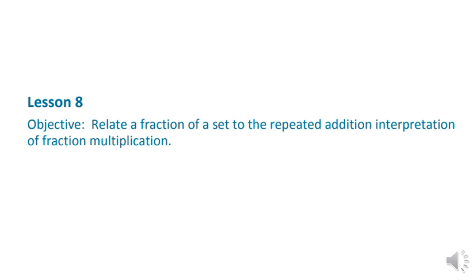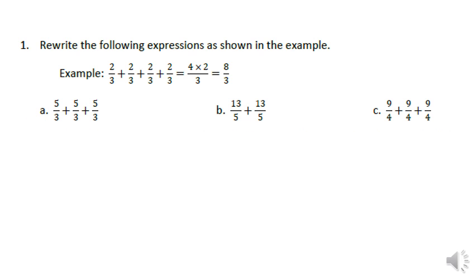Okay, in lesson 8, the objective is to relate a fraction to a set of multiplication, the repeated addition interpretation of the fraction. But this is the first time we're really going to start using a standard algorithm and doing it abstractly. Notice in the top examples, it's showing you 2/3 plus 2/3 plus 2/3 plus 2/3. They're showing you that the denominator is going to stay 3. But on the top, they're just going to go 4 times 2, which is 8, which is 8/3.